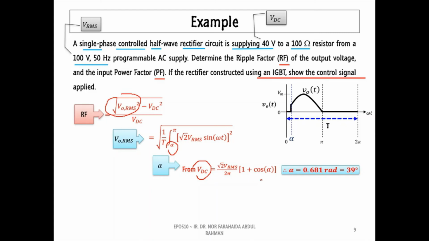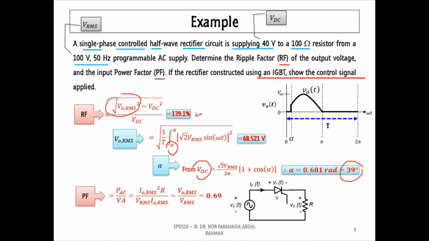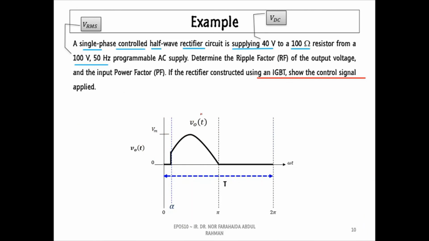From this equation, the firing angle is equal to 39 degrees. And by using this angle value, then you can have the ripple factor equal to this percentage. Next, you can use this equation to find the input power factor. And lastly, for the control signal, we need to consider the transistor operation.